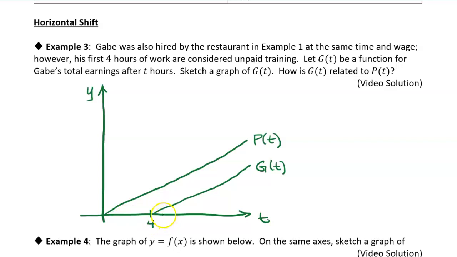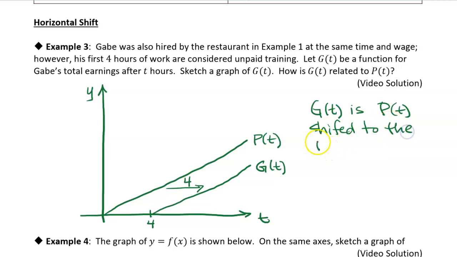Okay, so what happened there? Essentially, what we did is we shifted everything over by 4 hours, right? We shifted the graph over by 4 hours. So g of t is p of t shifted to the right by 4 hours, right?